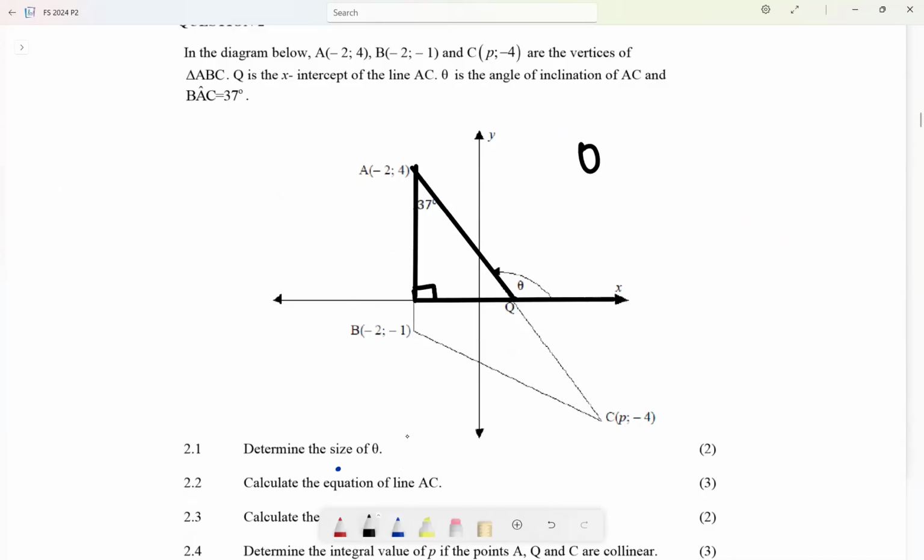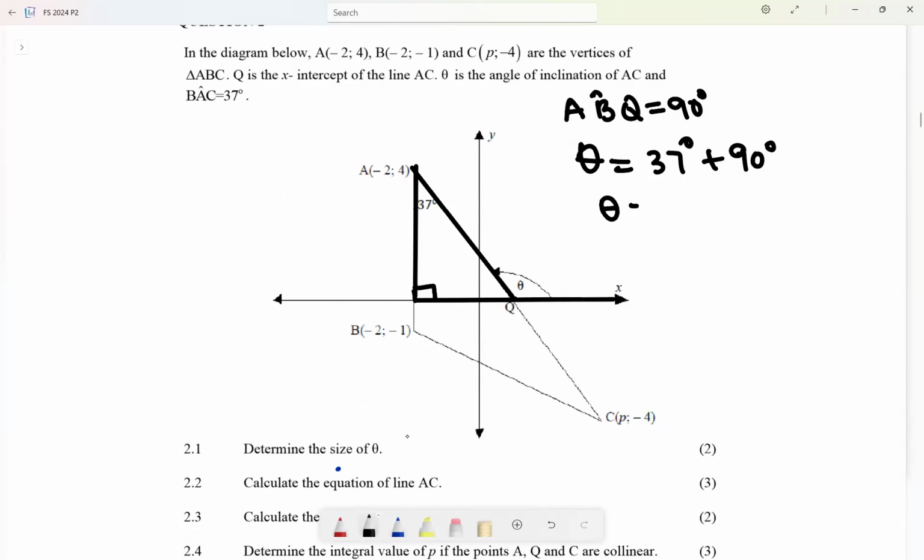Okay, let me calculate it here. Theta is equal to what? 87 degrees plus what? What's this angle here? 90 degrees. Okay. Just tell the examiner that angle ABQ, this angle, is equal to 90 degrees.